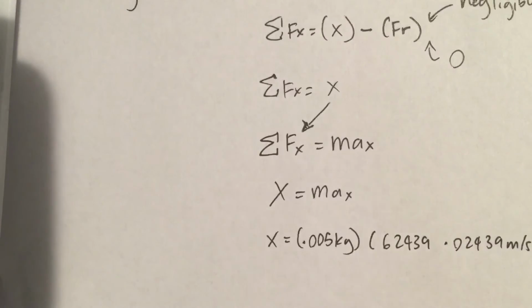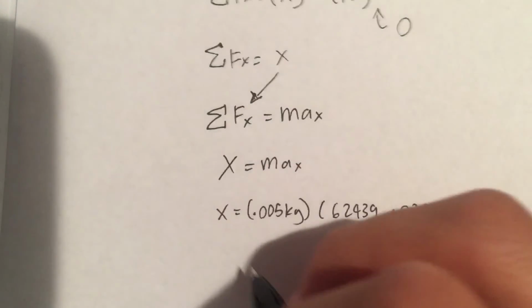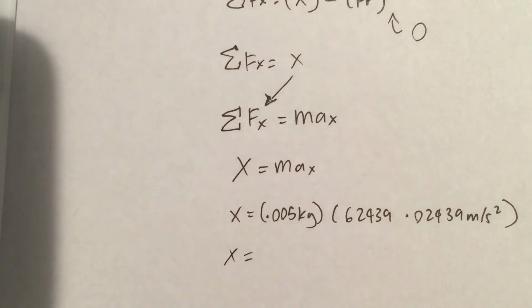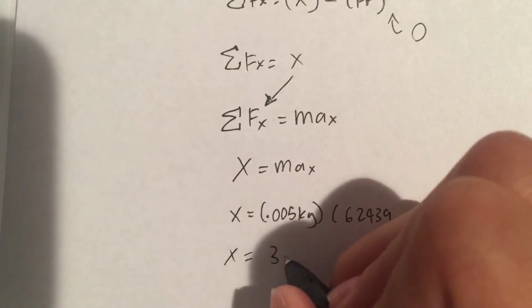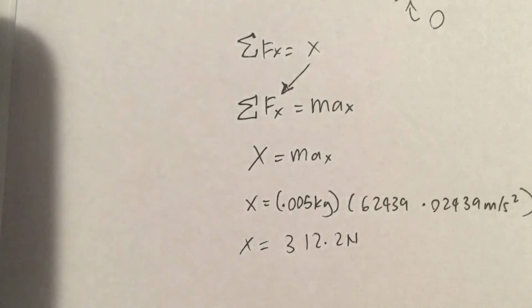Keep in mind that whenever you're multiplying kilograms and meters per second squared, the result is always in newtons. So once you multiply that up, you will get the result of 312.2 newtons. And that is your final answer.